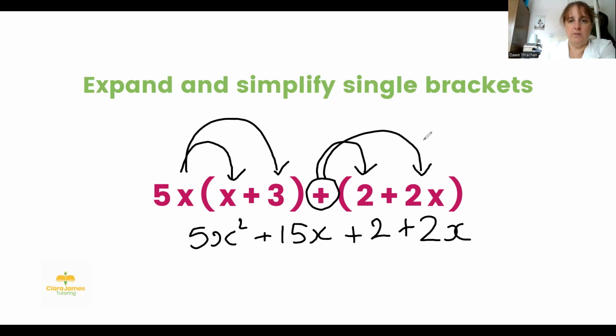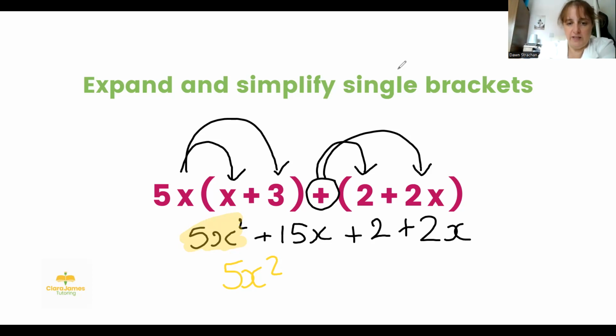Once again, we can simplify. We have a 5x squared, and that's our only 5x squared, so we can't actually simplify that. We're going to have to leave it as it is, so that's going to be 5x squared. Although we've got x's here and here, they're not x squared, and so they're different. So we can't mush them together. We've got to keep them independent of each other.